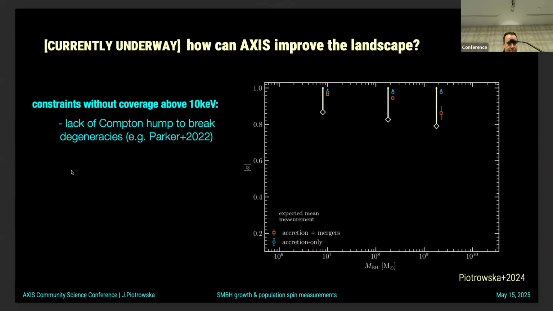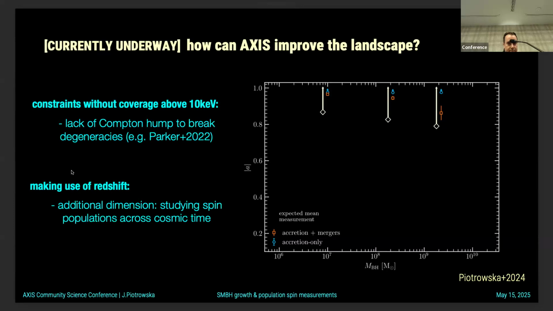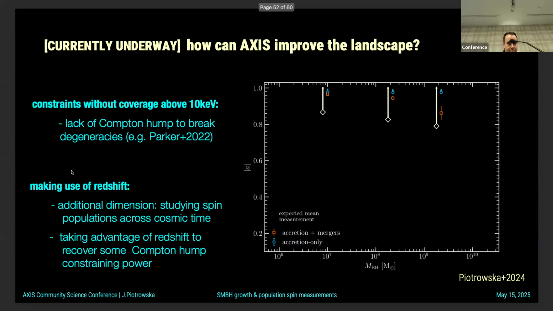One of the problems that the community has converged on recently is the potential problem of degeneracies between, say, wind models and X-ray reflection spectroscopy for AGN, which renders it near impossible to constrain spin parameter with soft X-ray measurements only. However, AXIS gives us an extra dimension. So not only can we go to higher redshifts to study these two populations as a function of time, but also hopefully we can take advantage of the Compton hump moving into our observational window to break those degeneracies. So what we're doing right now is effectively looking into all of those things I've just mentioned.